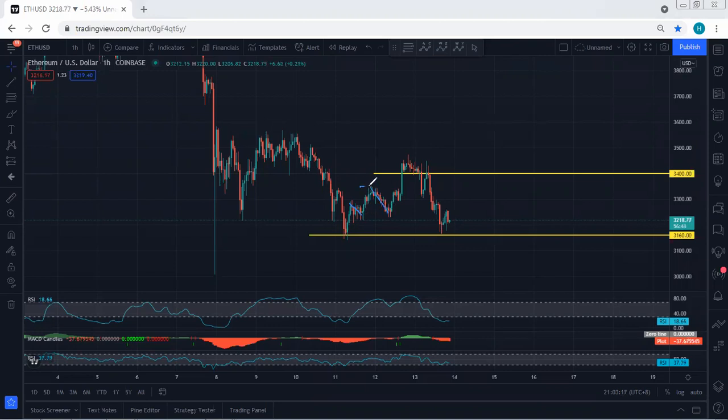And then in my second analysis I also mentioned we can put our entry above this top, either above here, and we had an update on that. But we mentioned that since the price tagged 3400, this is where we start to manage our trade, or at least move our stop loss to break even.